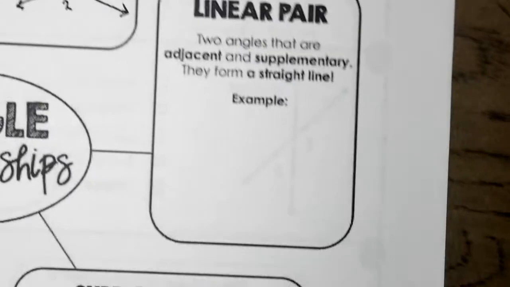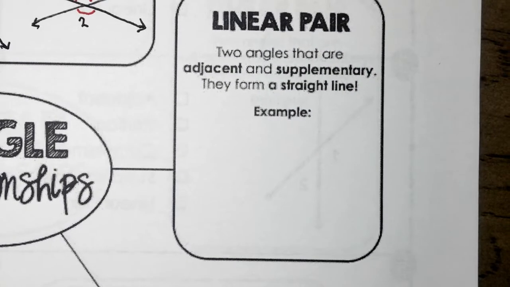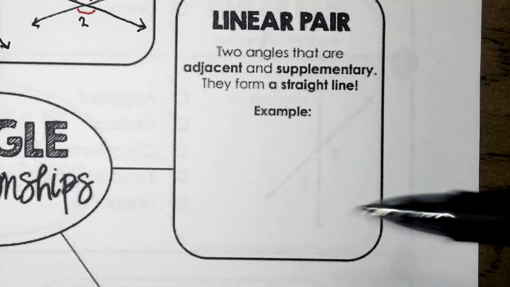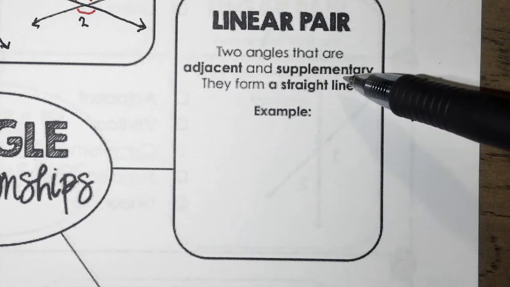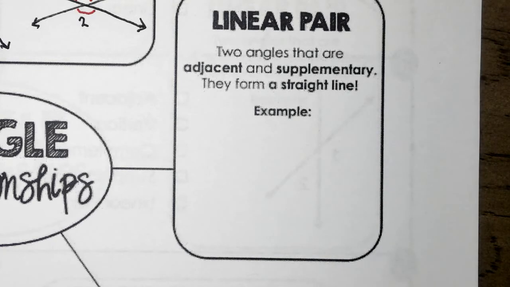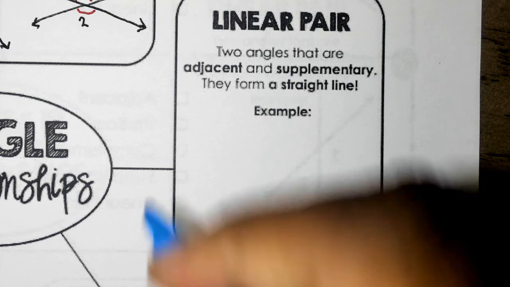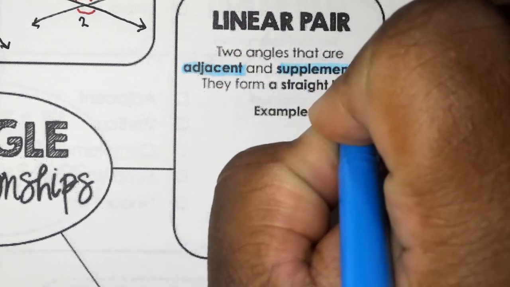Last one. Save this one for last for a reason. It's called a linear pair. Linear pair: two angles that are adjacent and supplementary. They form a straight line. So this one, linear pair, takes on two of the terms we already talked about. They mention adjacent and they mention supplementary here.